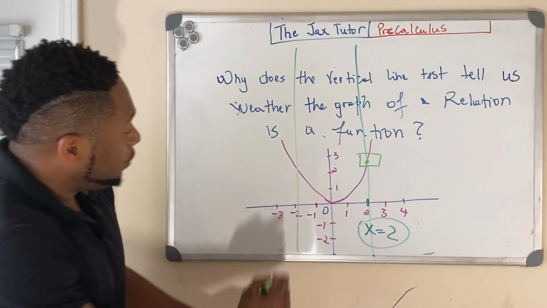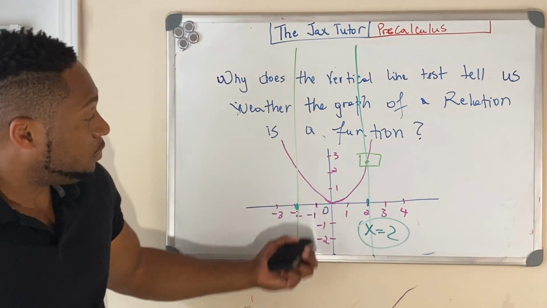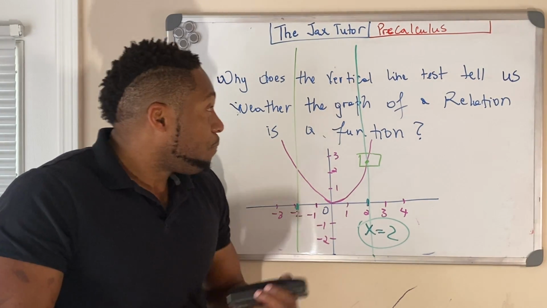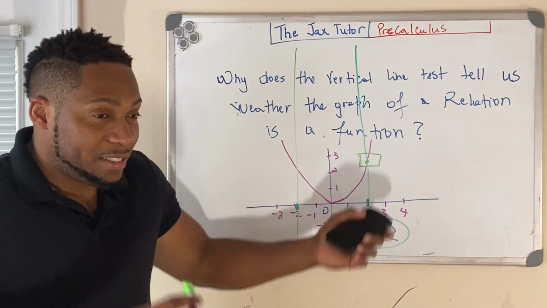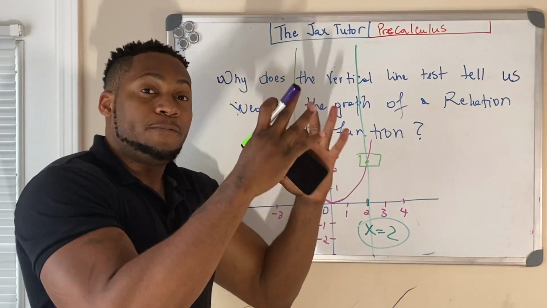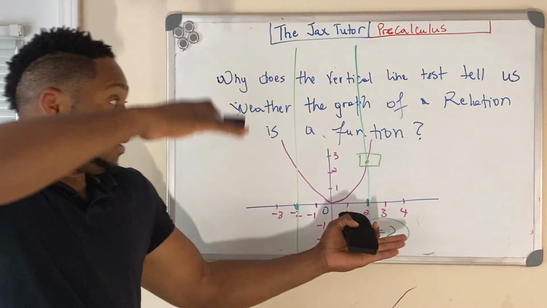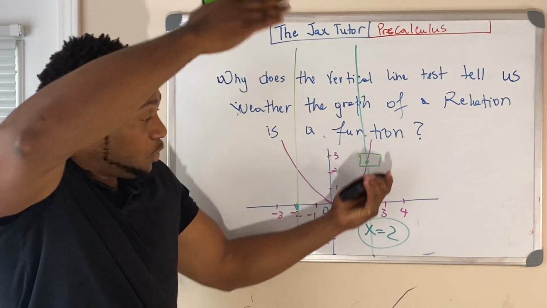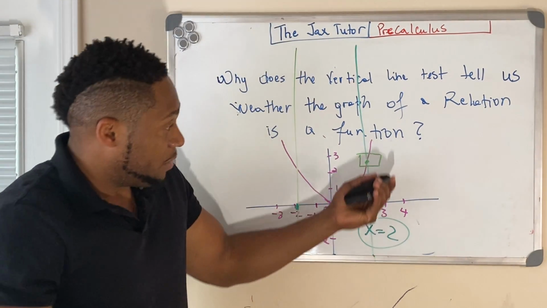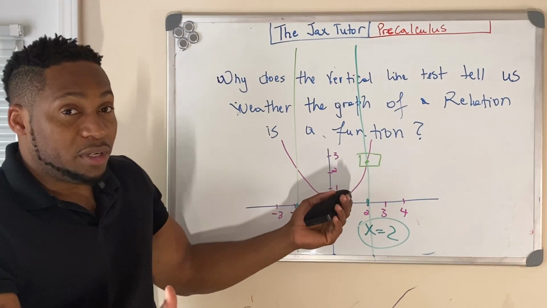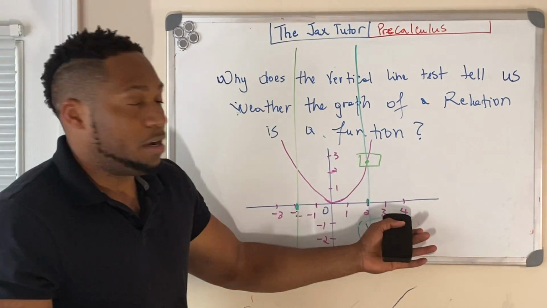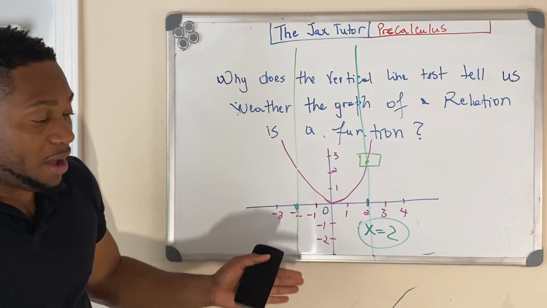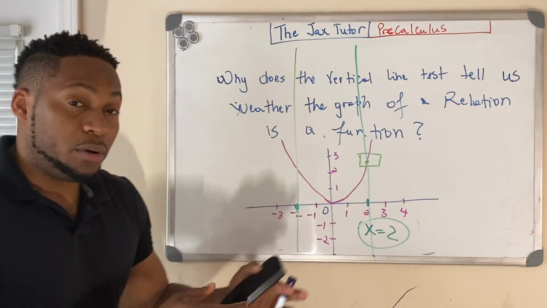For x is equal to -2 here, I also have only one value for y. So the vertical line test tells us, for this input, how many outputs I have for it. For this input, 2, how many outputs do I have? If I have one output for it, that means we're good. You can also not have an output for it. But if I have one output, it's a function. If I have multiple outputs for it, it's not a function.